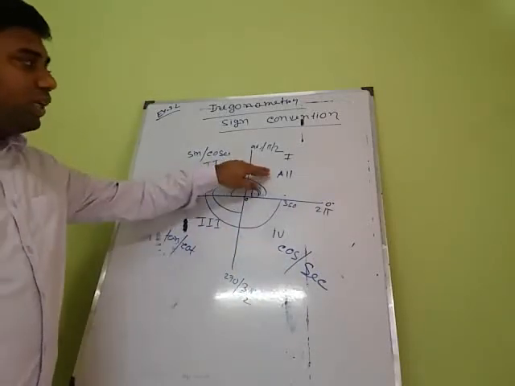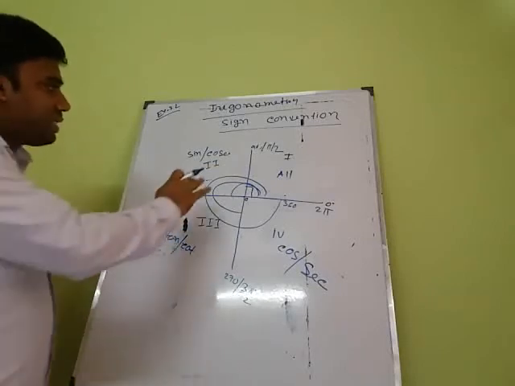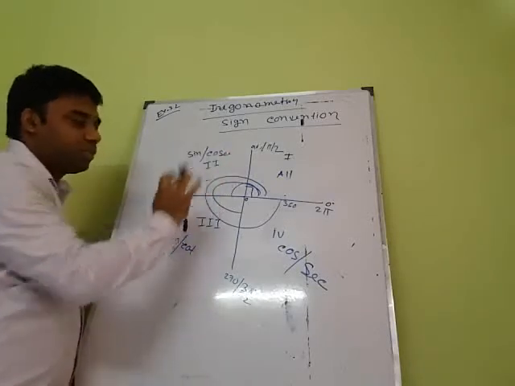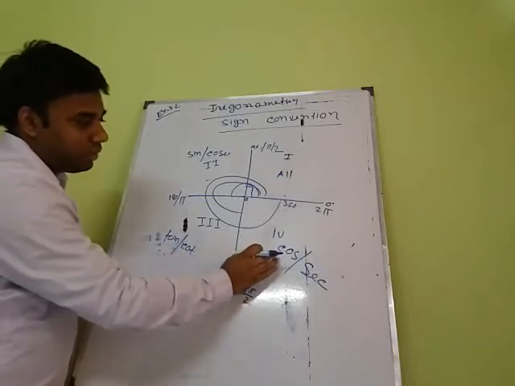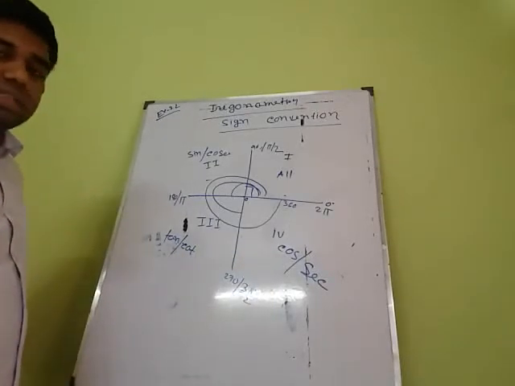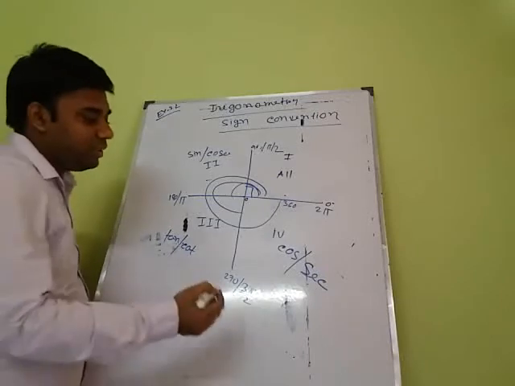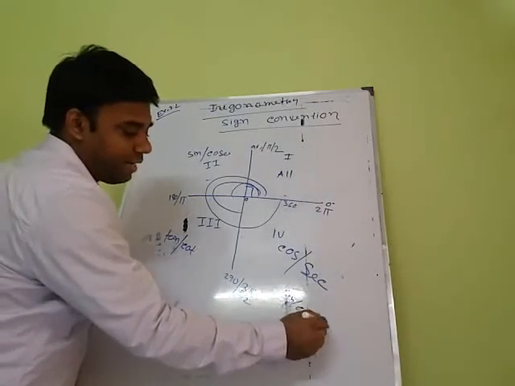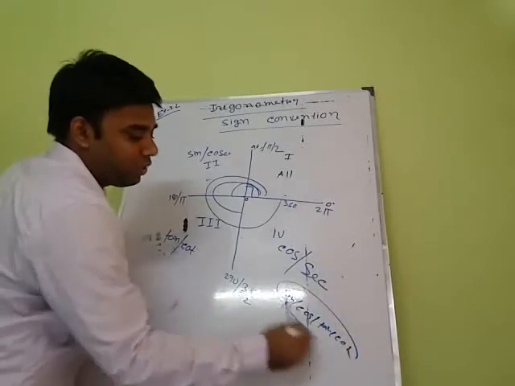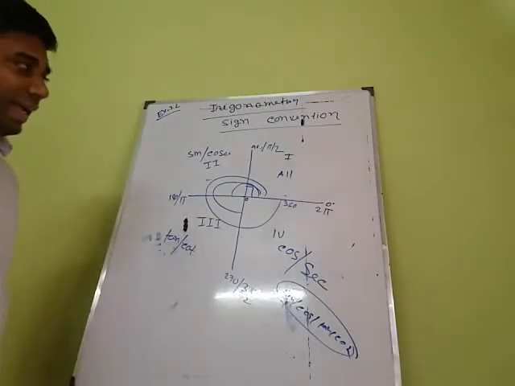So in the first quadrant, all are positive. Second quadrant, only sine and cosec are positive. Third quadrant, tan and cot are positive. And fourth quadrant, cos and sec are positive. The other ratios are negative.